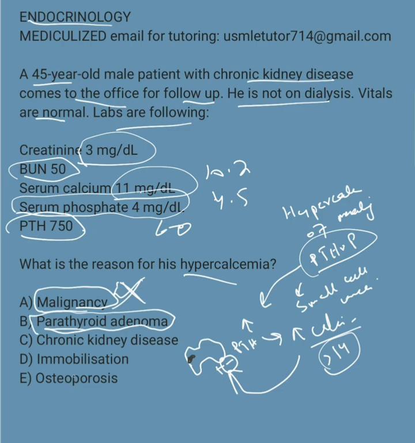Then we have CKD. So in CKD, the patient is having CKD, but here they said the calcium is high. Remember, in CKD, there is hypocalcemia, and that leads to increased PTH. But here we are having hypercalcemia, so that will rule it out. And in CKD, remember the reason for hypocalcemia, right? Because CKD is involved in vitamin D synthesis, and vitamin D is not there. So that's usually the reason, and there will also be hyperphosphatemia.